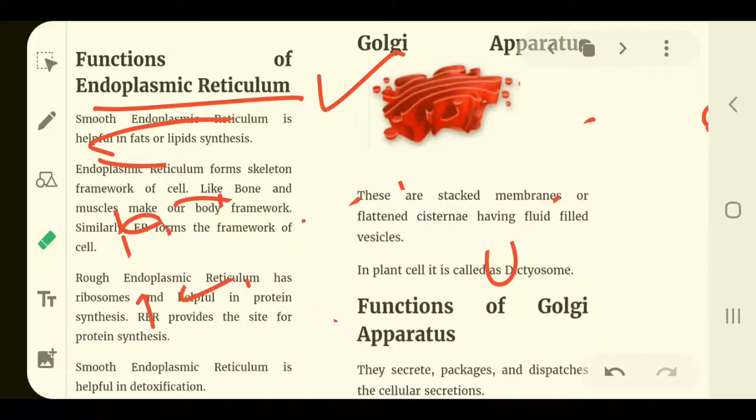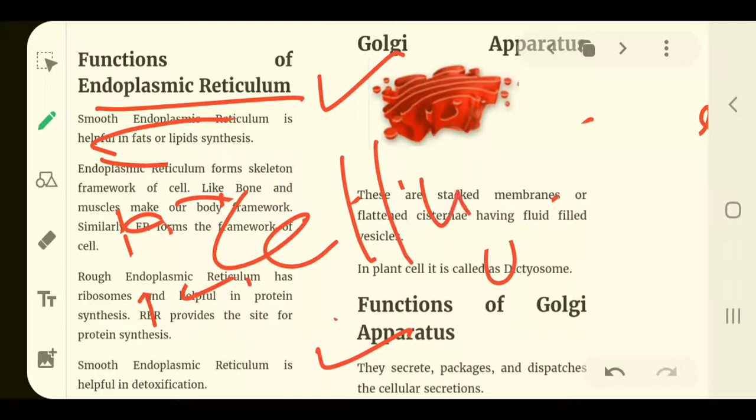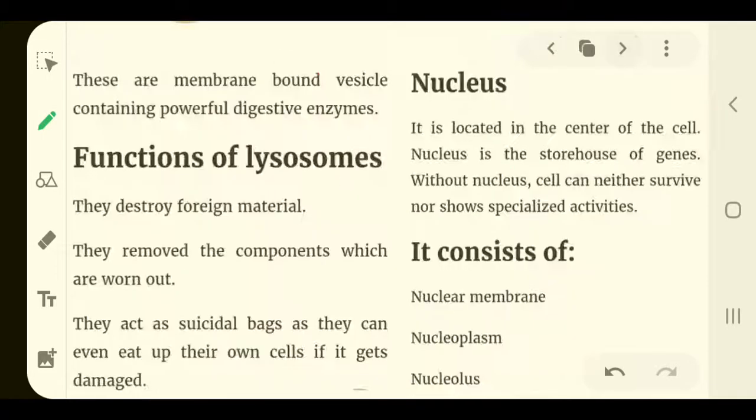Now the function for these, so underline this function. Their main function is to secrete, package and dispatch. So they secrete, they pack it and dispatch all the cellular secretions, whatever is formed in the cell. Their secretions are secreted and packed and dispatched to the various parts of the cell.